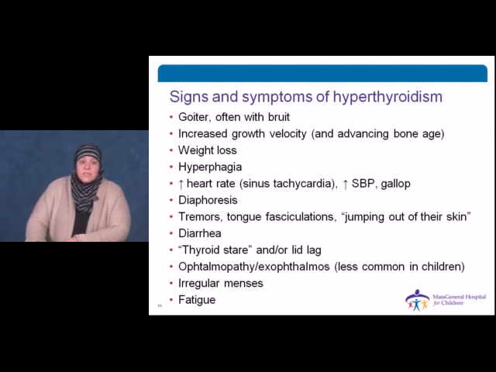They may have weight loss in spite of hyperphagia. They often have sinus tachycardia, increased systolic blood pressure, and they may present with a gallop. They have diaphoresis, tremors, tongue fasciculations, and often this is not a subtle presentation. The child will sit in your exam room and literally appear as if they're jumping out of their skin. Children may have diarrhea, they may have a thyroid stare or a lid lag, and if they have Graves' disease, they may have ophthalmopathy with exophthalmos, although this is less common in children than it is in adults. Children who've had menarche may have irregular menses, and paradoxically, some people with hyperthyroidism have pretty significant fatigue.